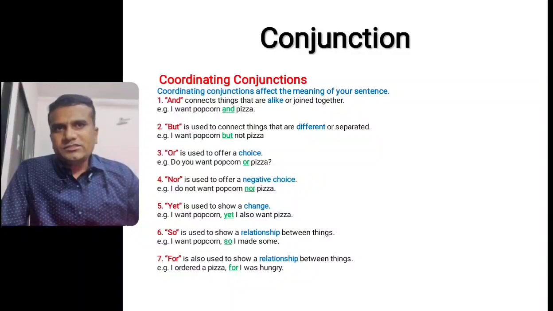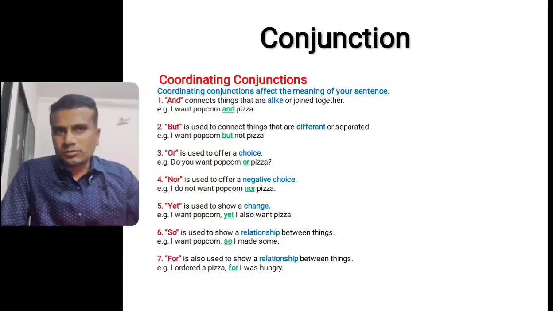Second one, "but," is used to connect things that are different or separated. The example goes like this: I want popcorn but not pizza. Third coordinating conjunction is "or." Or is used to offer a choice. The example: do you want popcorn or pizza? Here you will find there is an offer. Do you want popcorn or pizza?